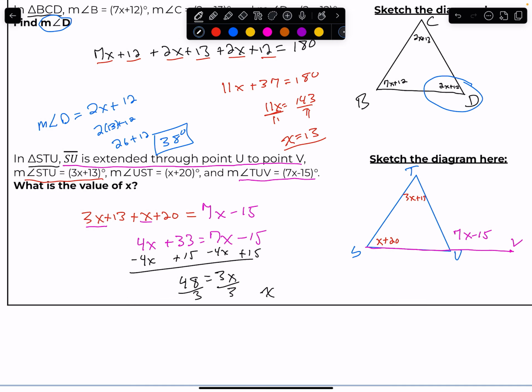So I know our x value is 16, but again, watch out for the trap. What is the value of x? Is that what I'm looking for? Yes, that's what I'm looking for.